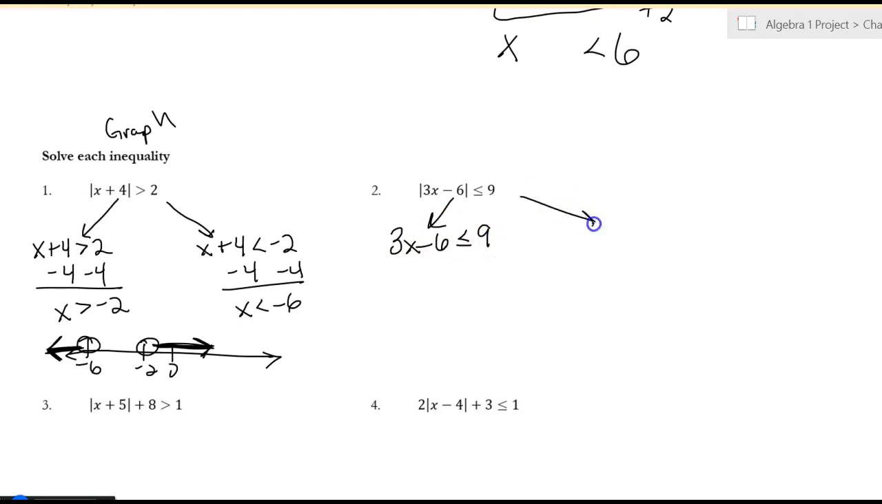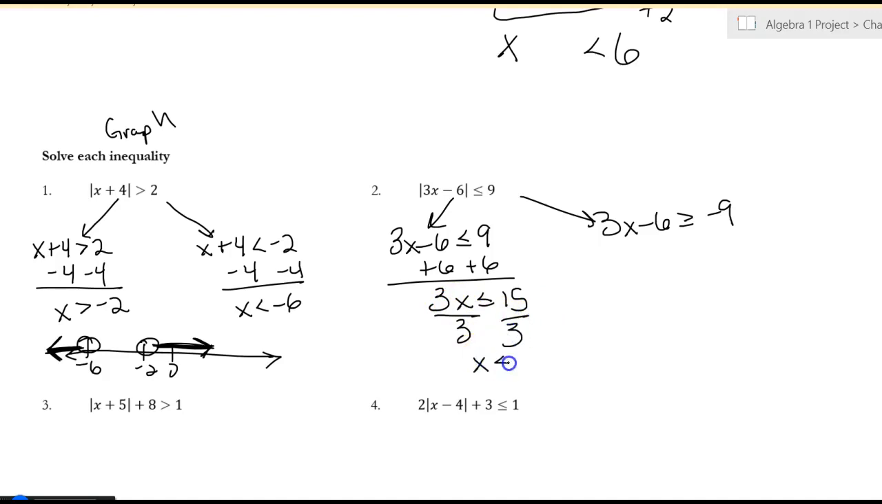All right, for number 2, you should have broken them down to 3x minus 6 is less than or equal to 9. And 3x minus 6 is greater than or equal to negative 9. So for both of them, you start off by adding 6 to both sides, and you get 3x is less than or equal to 15. And then to get rid of a times 3, you divide 3 on both sides. So x is less than or equal to 5.